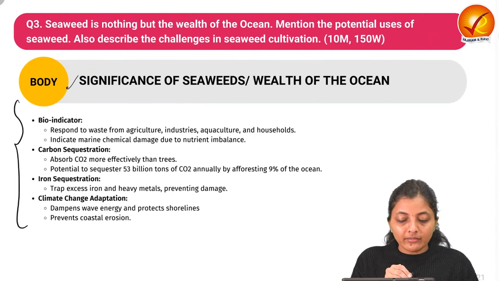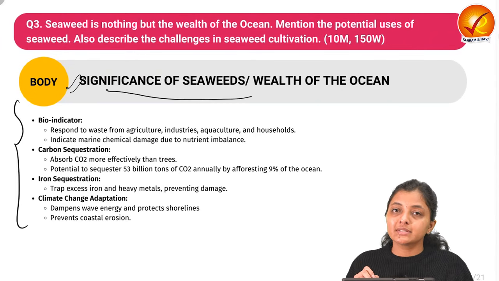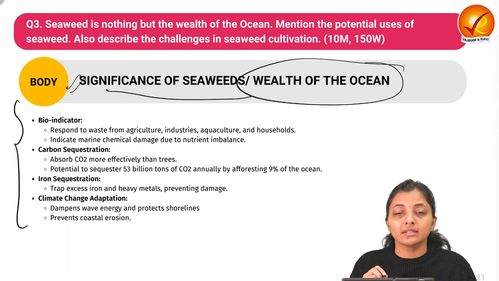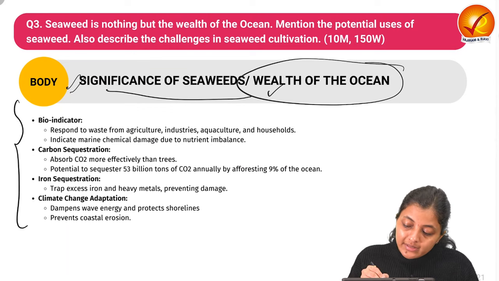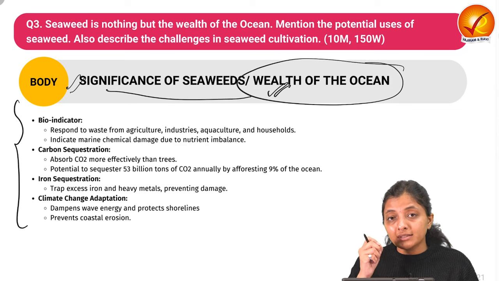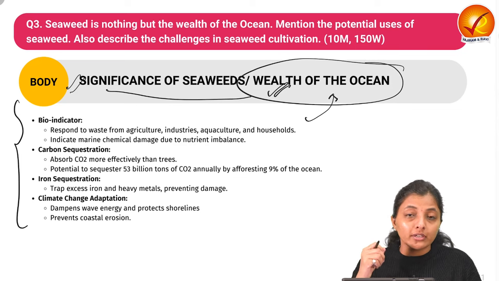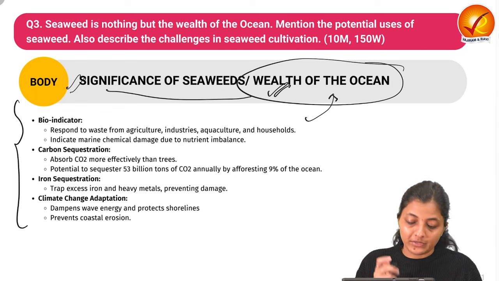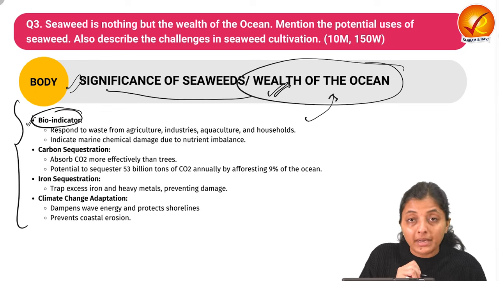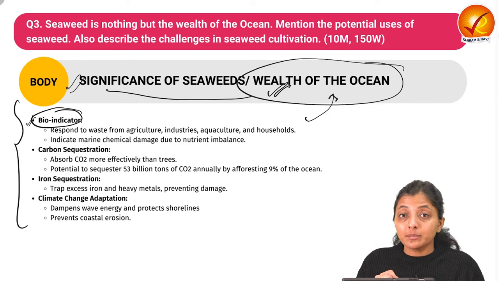Then in the body, we need to write about the significance of the seaweeds, or how it is the wealth of the ocean. How is it a wealth of the ocean? Because it provides some utilities or applications that are very important or fundamental for ocean health. So the first one is the bioindicator. Seaweed acts as a bioindicator.